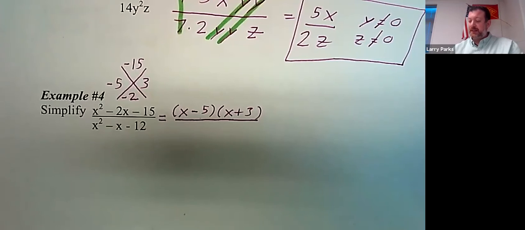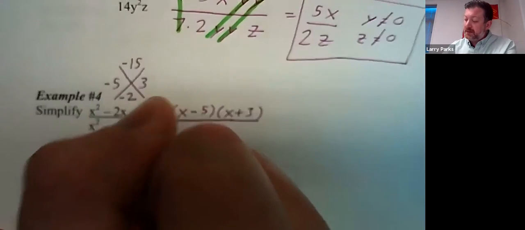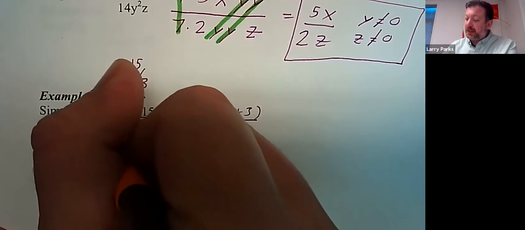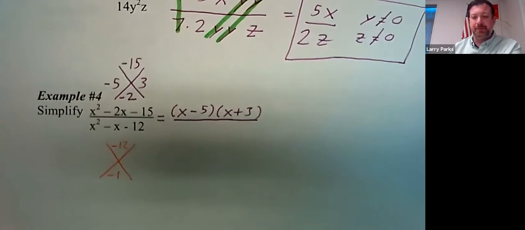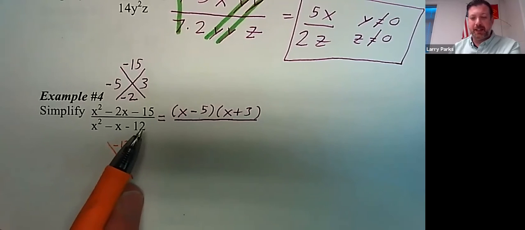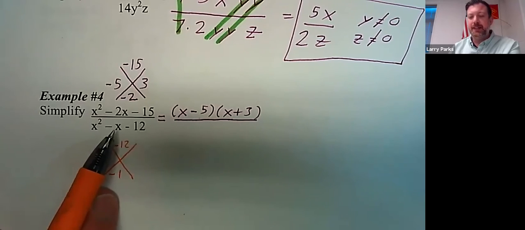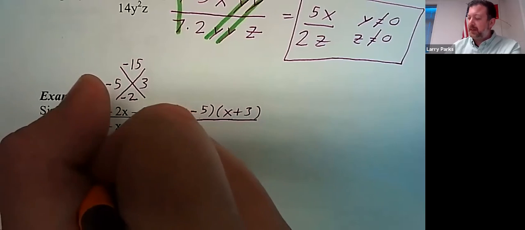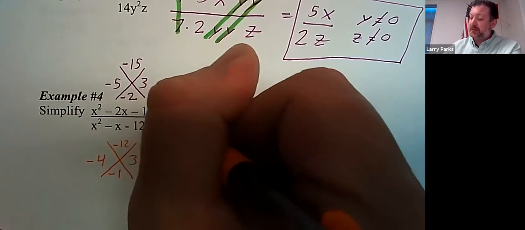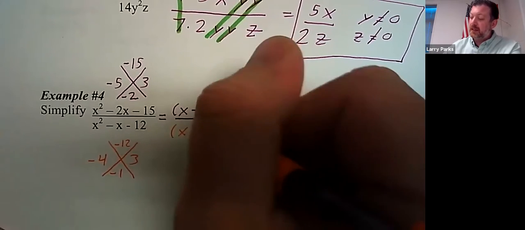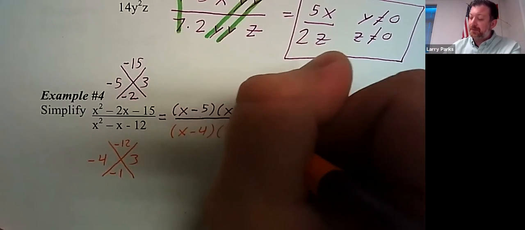The next one. What multiplies to negative 12, but adds to negative 1? Multiplies to negative 12, but adds to negative 1 would be negative 4 and 3. So I get x minus 4, x plus 3.